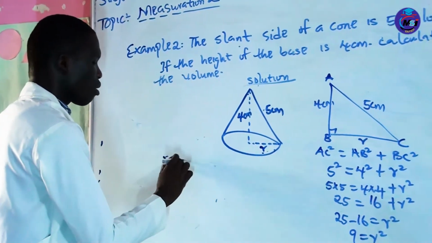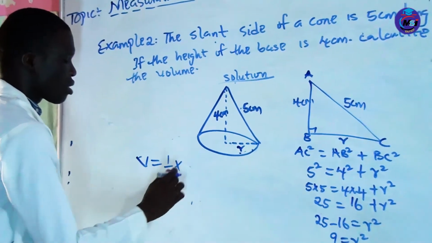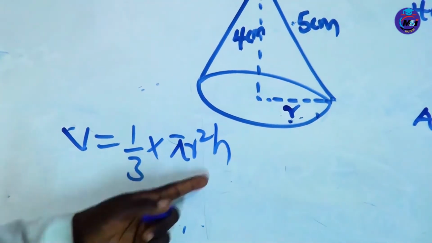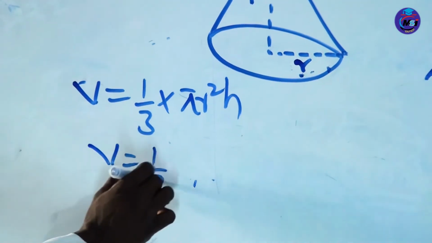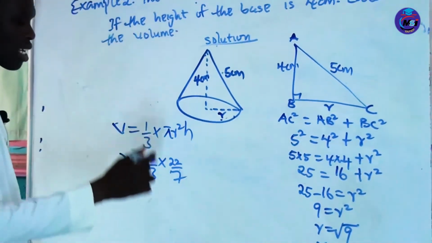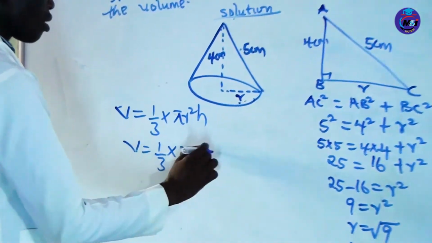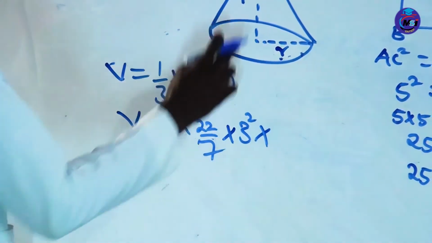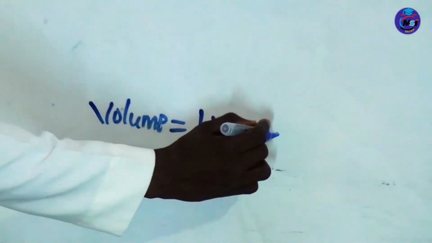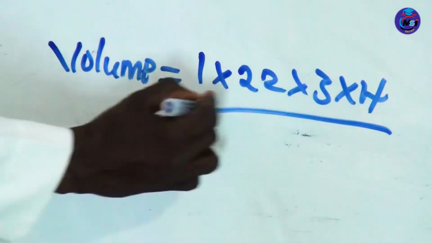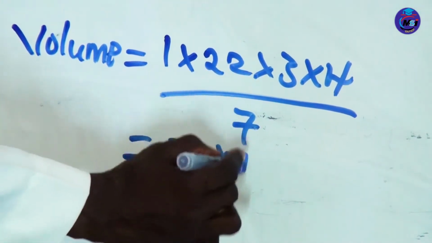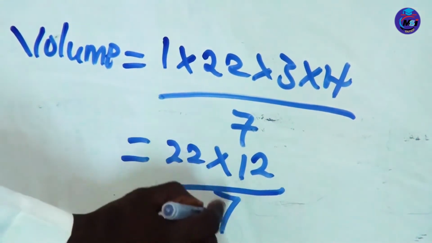And volume of a cone is 1/3 times pi R square H, which is the volume of a cylinder. V will give us 1/3 times 22/7. Remember, we have it to be constant, times R, 3 square. What's our H? It is 4. Volume will be 1 times 22 times 3 times 4 divided by 7. So this will give us 22 multiplied by 12 divided by 7.